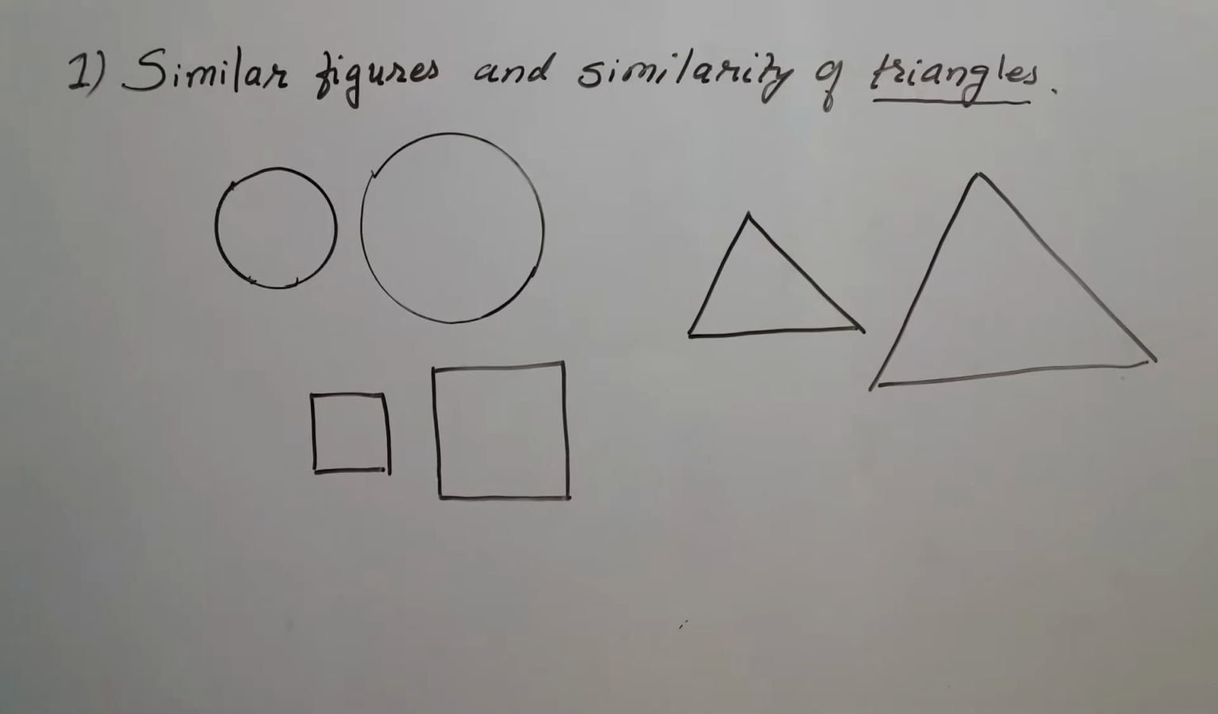Today we are going to learn some basic concepts of maths, to understand chapter 6, which is based on triangles. We start with a simple concept, that is about similar figures and similarity of triangles. Now, what are similar figures?